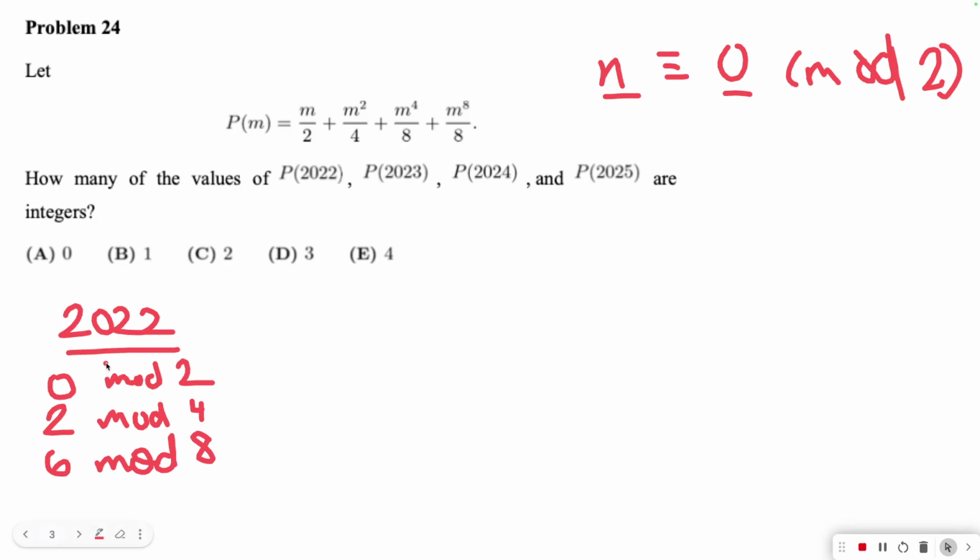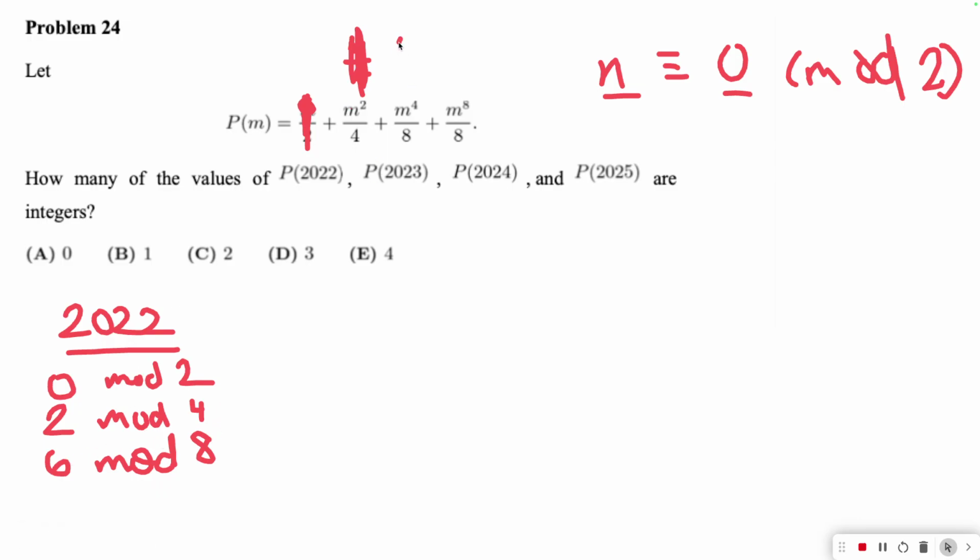So if we just plug this in, m over 2 for 2022, it would leave a remainder of, because this is 0, right? So it would leave a remainder of an integer. So let's just replace it with 0. So 0 over 2, get rid of that. And then it would leave a remainder of 2 mod 4. What would it be squared? So just 2 squared is 4. 4 over 4 is 1. That's an integer. Cancel that out. And it'll leave a remainder of 6 mod 8.